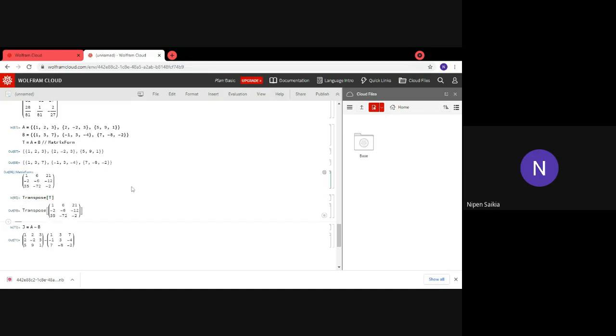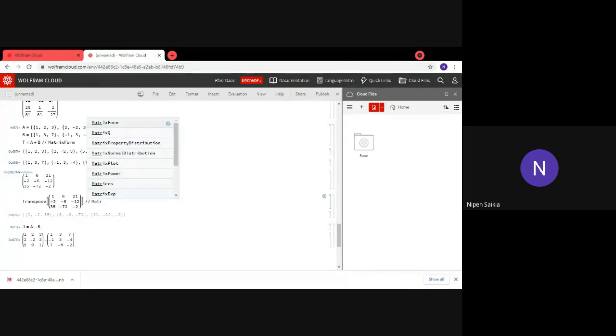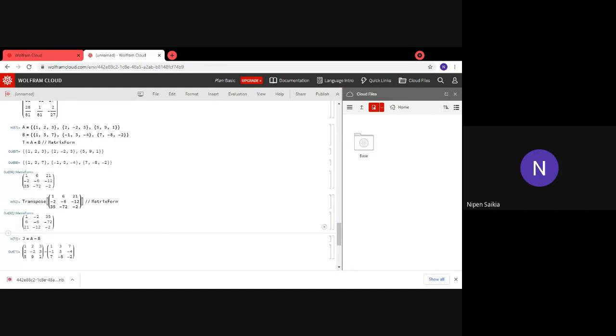I think we are not getting the transpose. We should get the transpose of T. Or we'll copy this matrix, put it here, and press Shift Enter. So we get this one: 1, minus 2, 3, 5. We want this in matrix form, so we'll write double slash matrix form. So this is the transpose of this one.